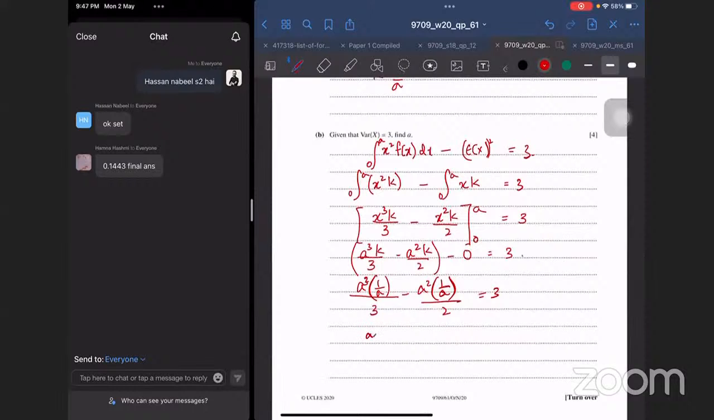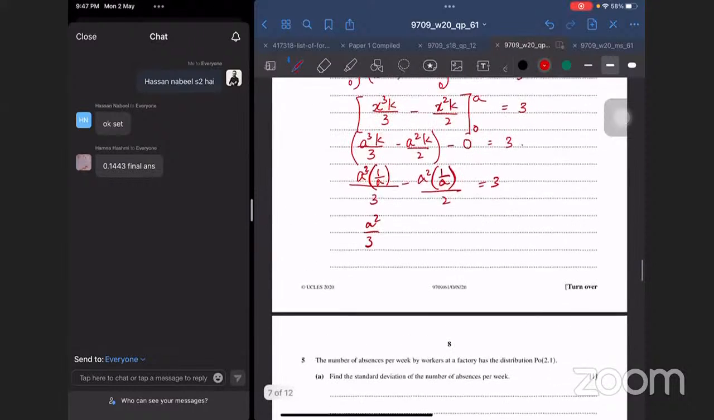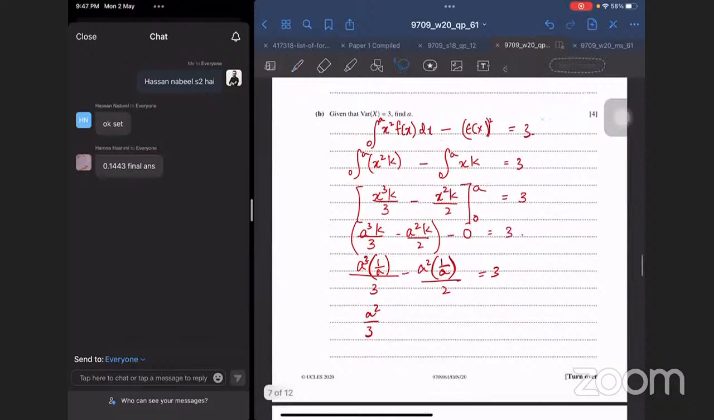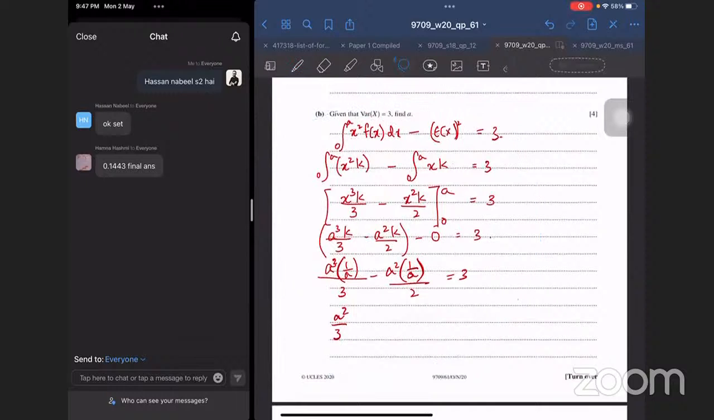Okay, this becomes a squared over 3. I have a lot of space. Minus a over 2. Pick a common denominator. This becomes 2a squared minus 3a equals 18. Okay, putting this on my calculator.